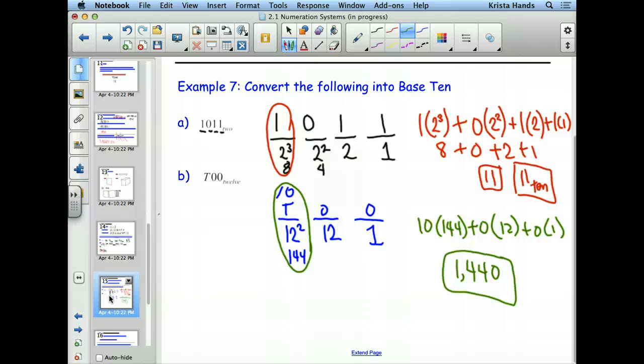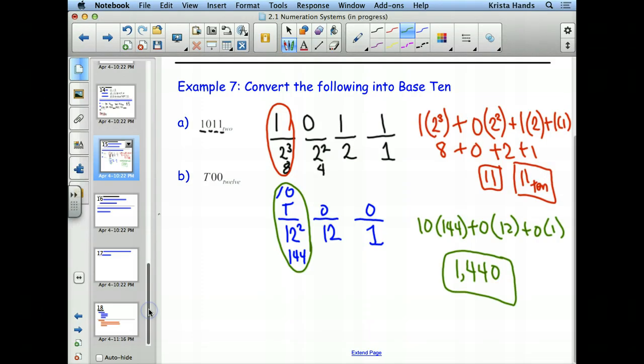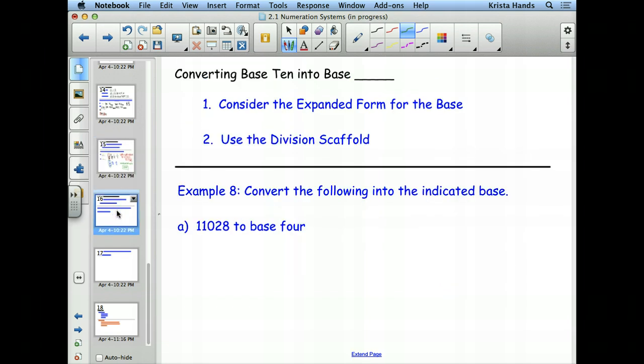All right, let's take a look at the other direction then, because the other direction is the one that lends itself to being a little bit more complicated. All right, so now we're turning our number into another base system, okay? So this is sort of what I want you to picture in your mind as you're doing it.